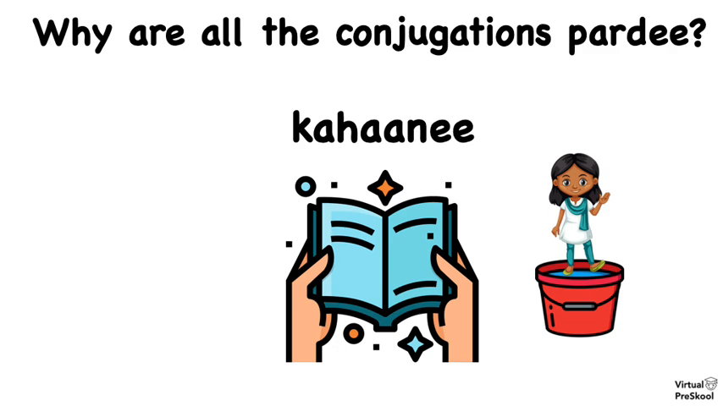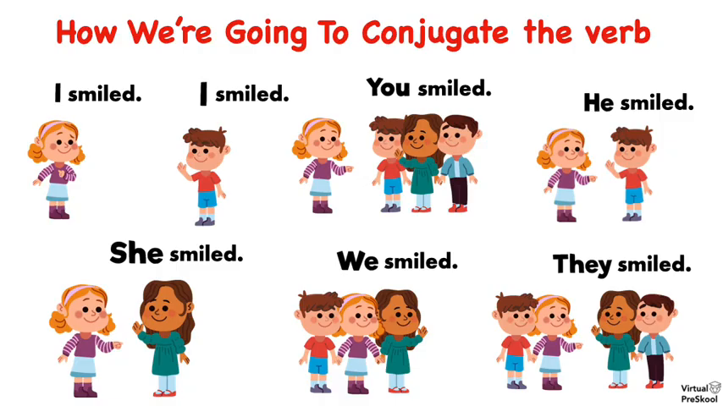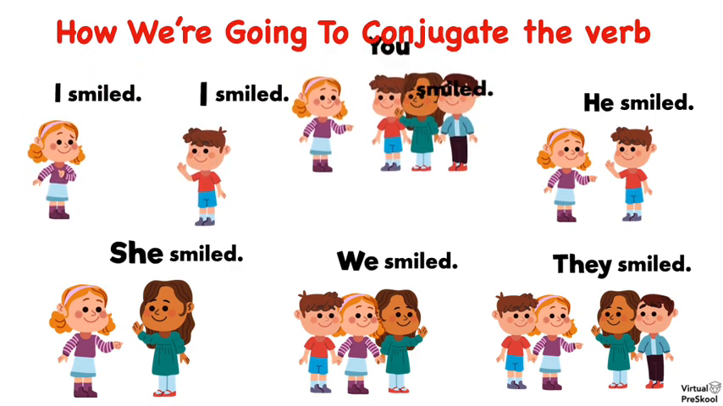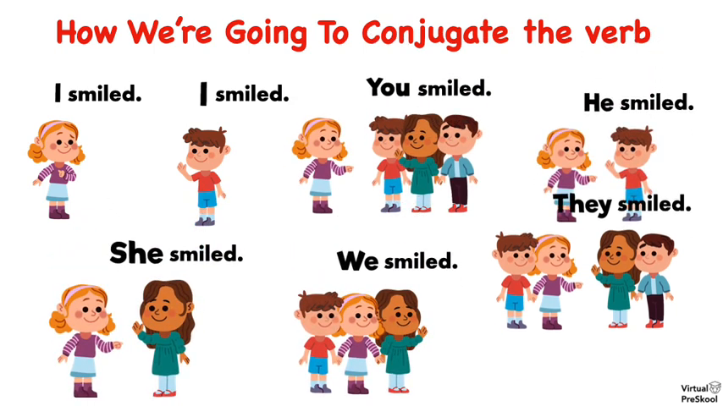Now let's look at a new verb where there is no direct object, and let's see how and if that changes things. We're going to conjugate to smile, muskurana. We're going to conjugate the verb to do these sentences. I smiled for a female. I smiled male. You smiled. He smiled. She smiled. We smiled. And they smiled.